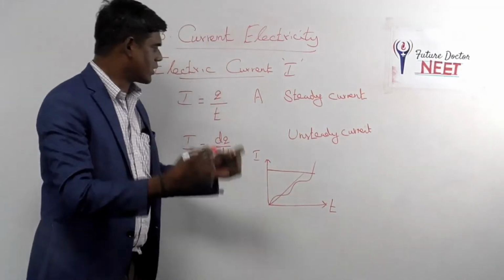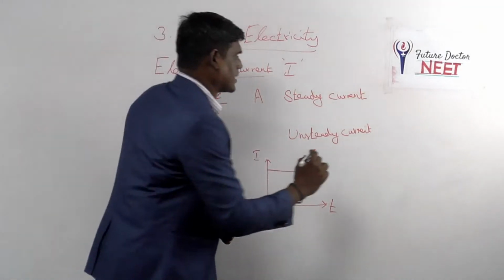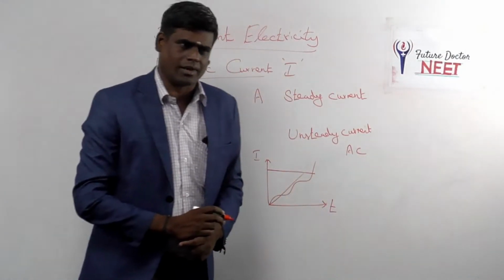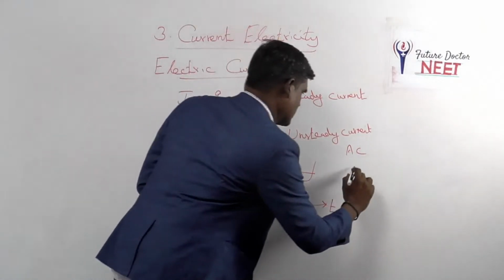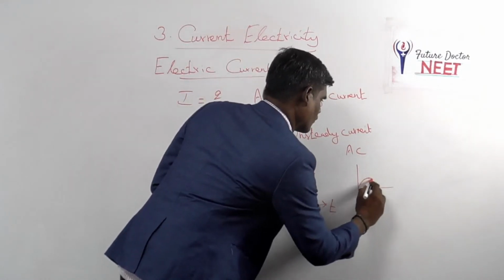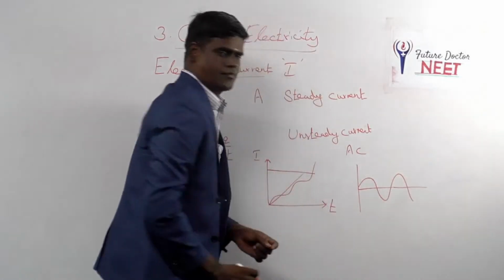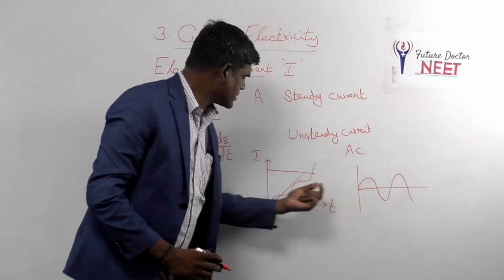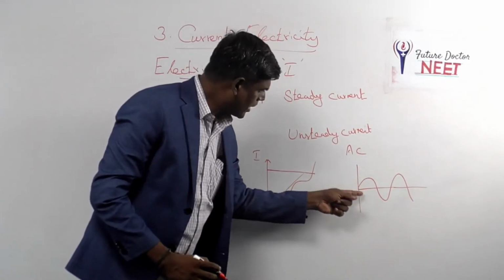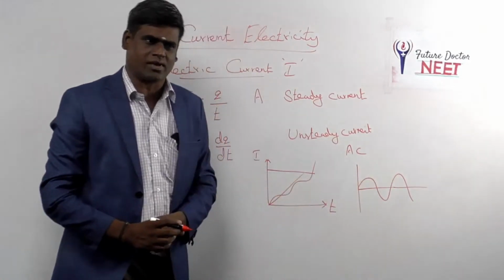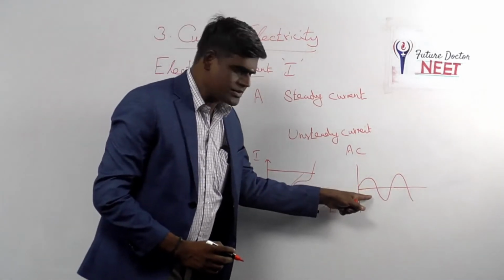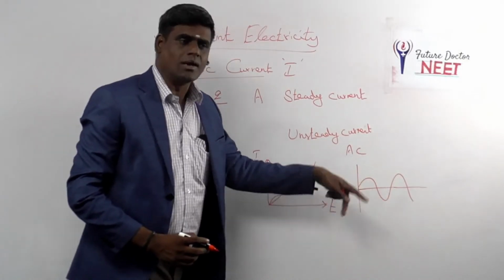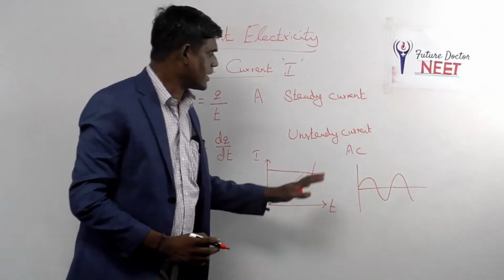Apart from that, some more current types are there. AC. What is AC? Alternating current. What is the difference between this and this? Here also time is changing, magnitude also changing. Not only magnitude, its direction also changes periodically. There is a change in the magnitude of current and also direction of current changes periodically. That is the AC current.